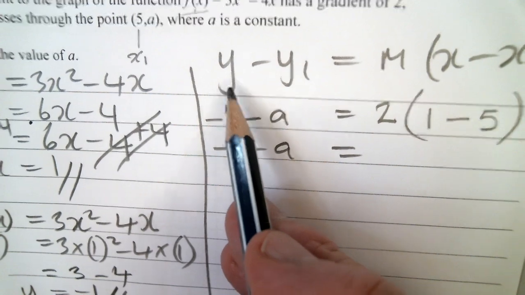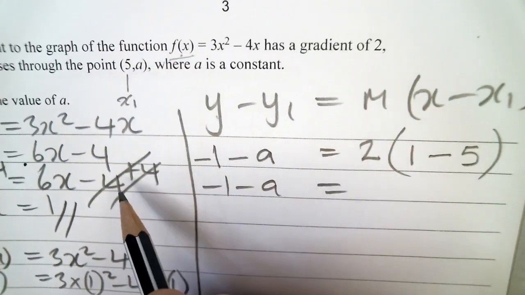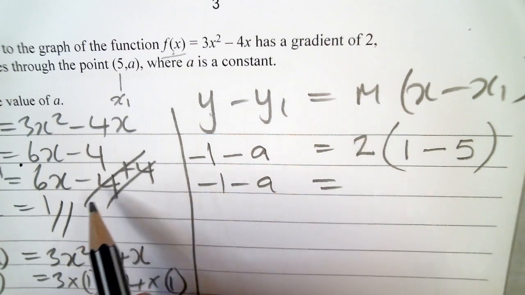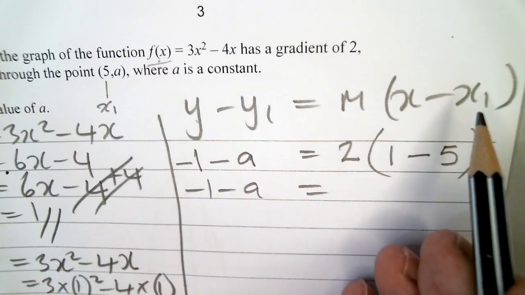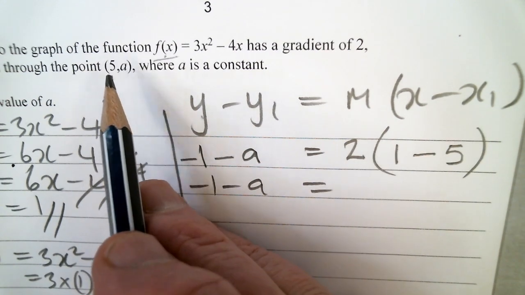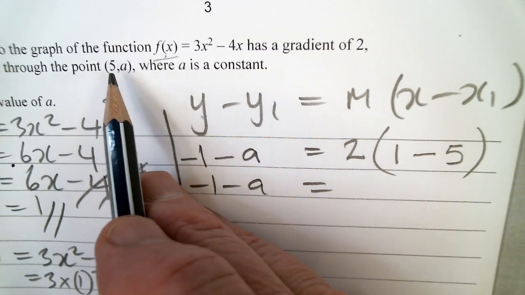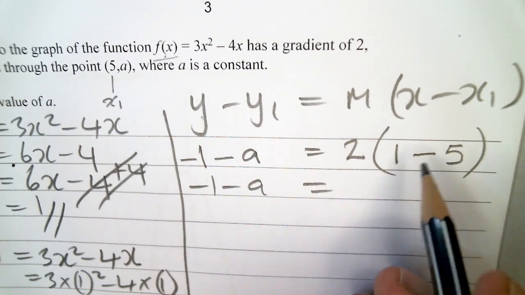We know what y is, negative 1, here it is. We know what x is, we found x over here, x was in fact 1. And then we've got the other x value, which was 5. We want to find out what a would be when x is 5. So let's put all this in now.